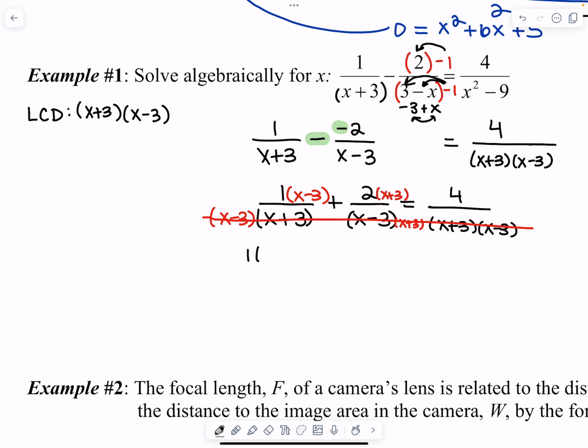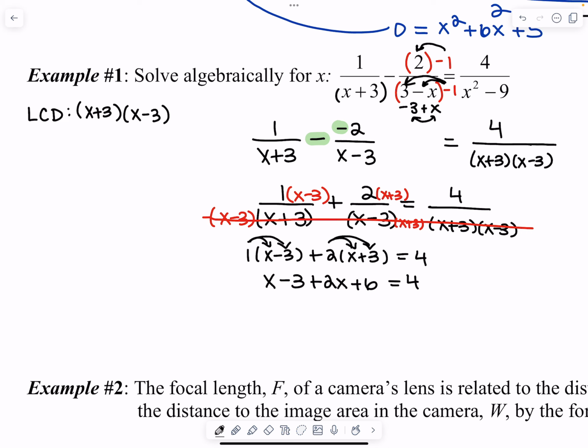So now I have 1 times x minus 3 plus 2 times x plus 3 equals 4. The 1, if you distribute it, that's not going to do anything. That's just going to be x minus 3. If we distribute the 2, we get 2x plus 6 equals 4.